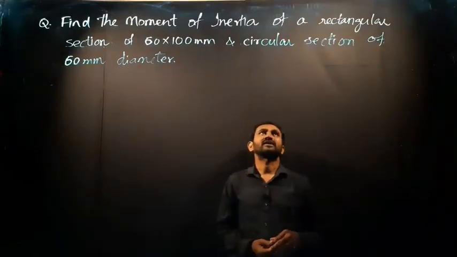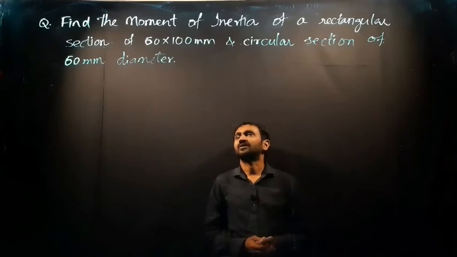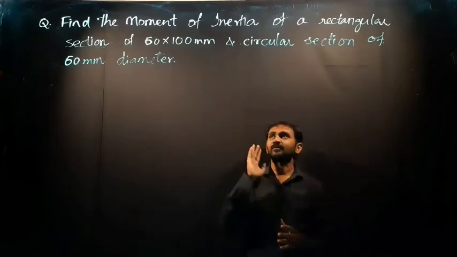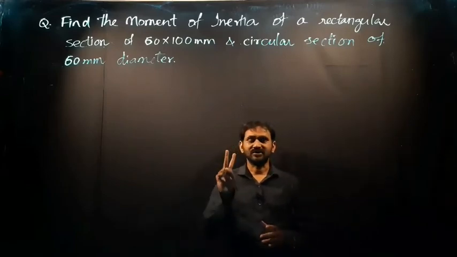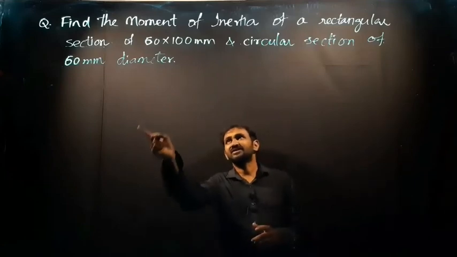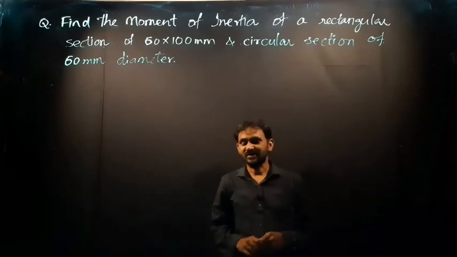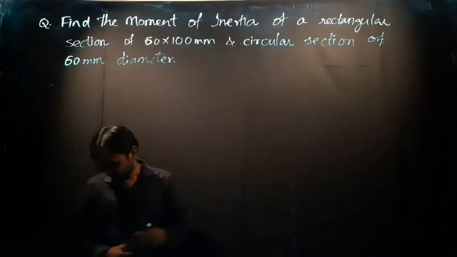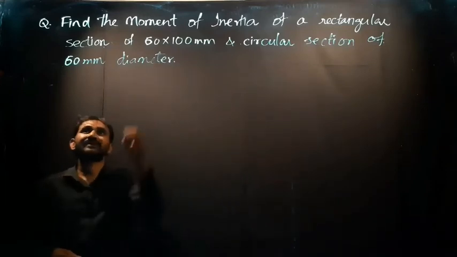Find the moment of inertia of a rectangular section of 60 into 100 mm and a circular section of 60 mm dia. It means in this particular problem, he gave two sections. One is rectangle, one is circular. The circle is 60 as well as the rectangle also 60 into 100. So let's try to solve this. Now let me write the given data.